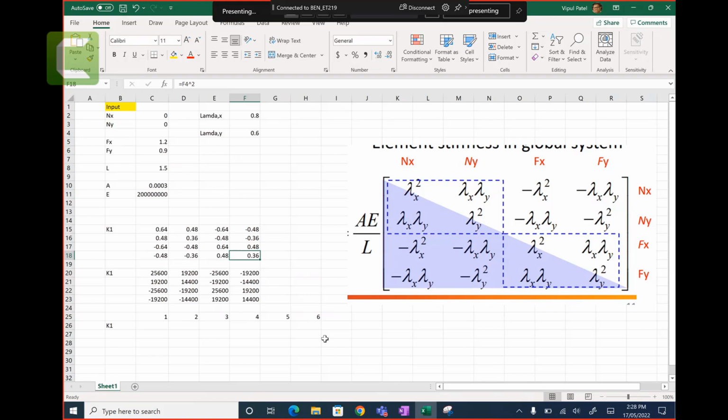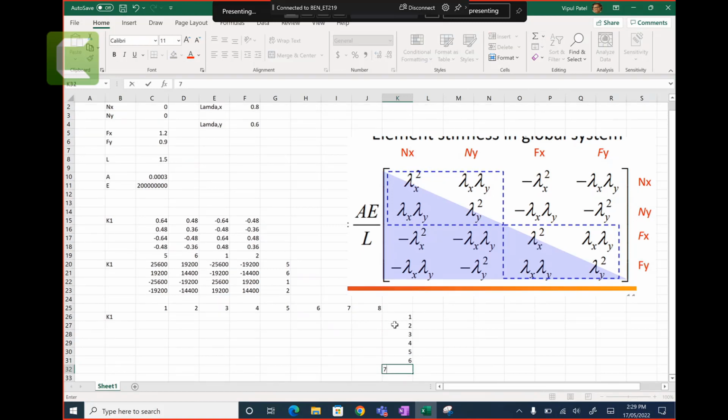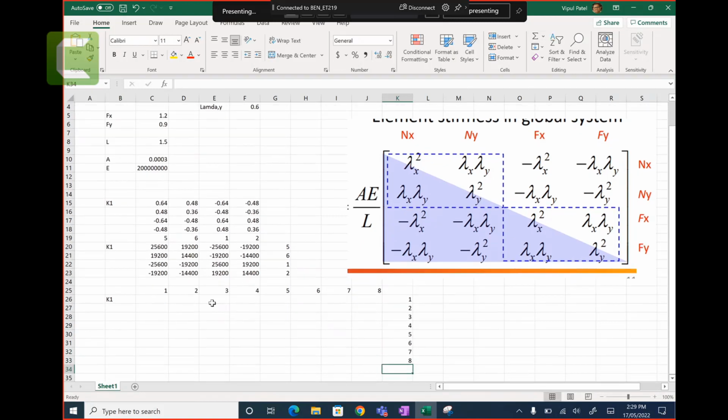So how many degrees of freedom did we get? 8: 1, 2, 3, 4, 5, 6, 7, and 8, right? And this one here, we got 5, 6, 1, 2. So eight.